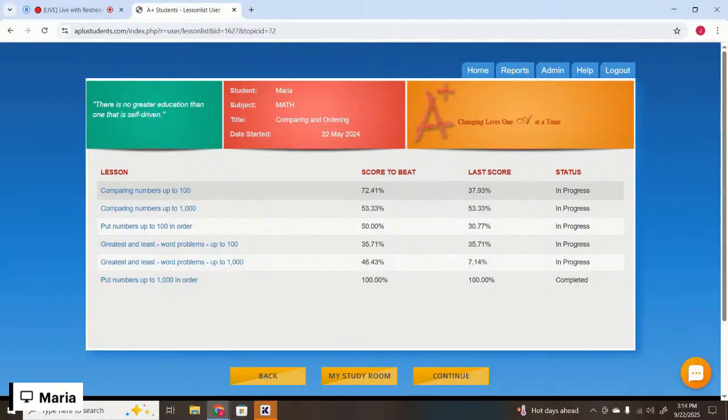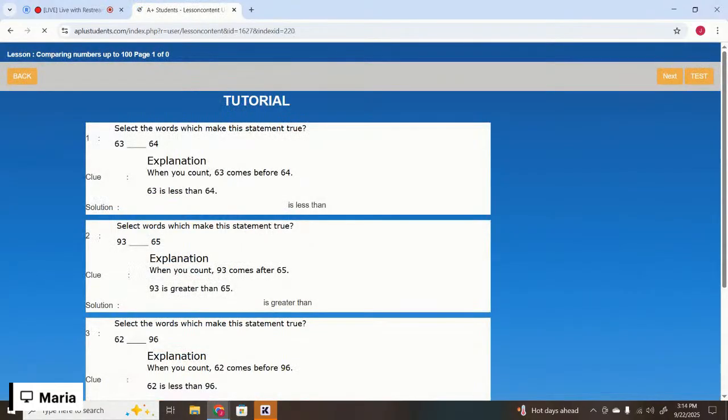We are here for grade 2 math. The chapter we're on right now is comparing and ordering. Let's start with the first lesson, comparing numbers up to 100.